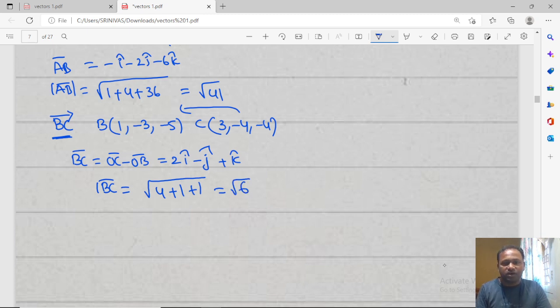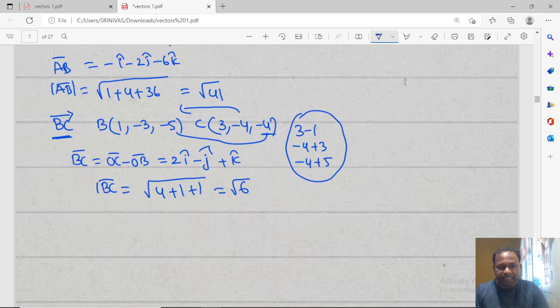Okay? Once more. 3 minus 1, 3 minus 1 value is 2. Next, minus 4 minus into minus plus 3, minus 1. Next, third one, minus 4 minus in minus plus 5, minus 4 plus 5, that value is plus 1. Okay. This is for understanding purpose.